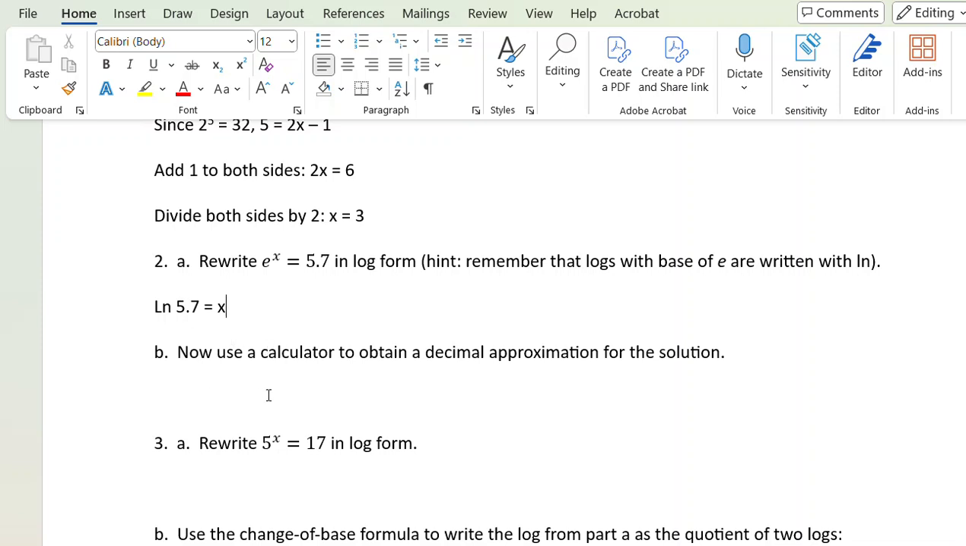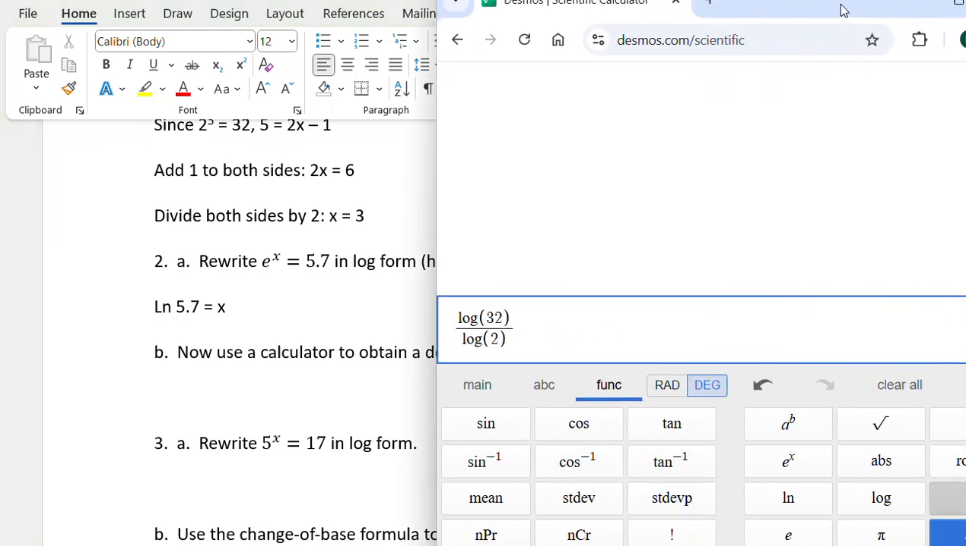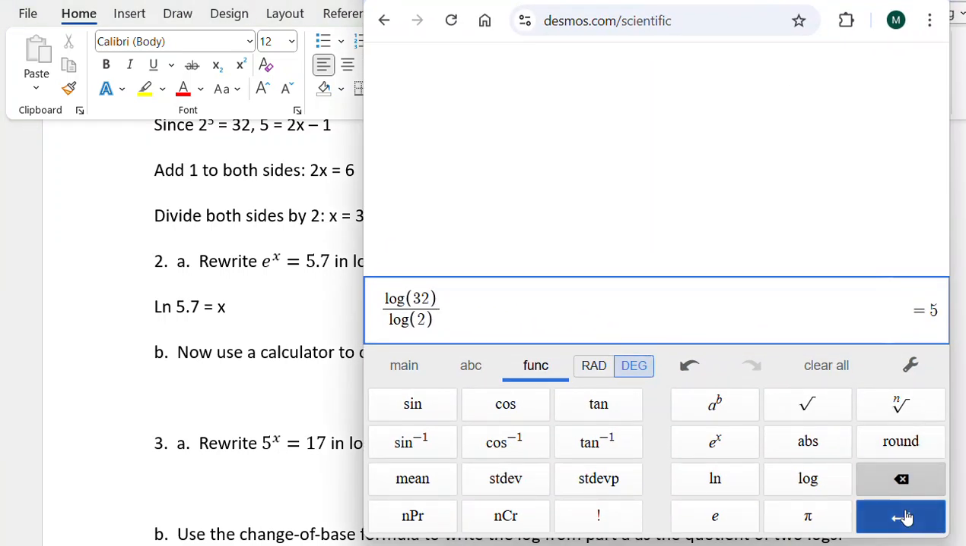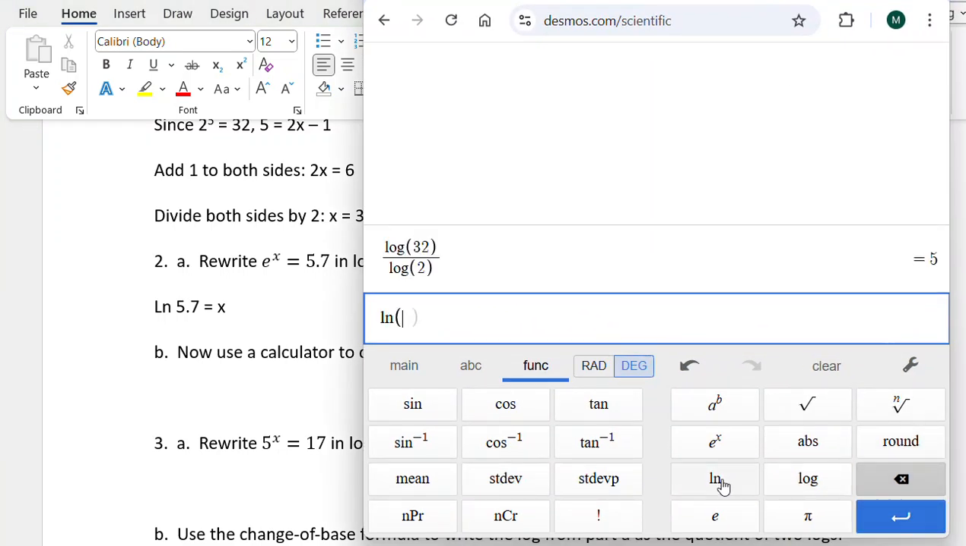Now we're going to use a calculator to obtain a decimal approximation for the solution. So this time, I just need to use the ln button, ln of 5.7. So I see that x is about 1.74.